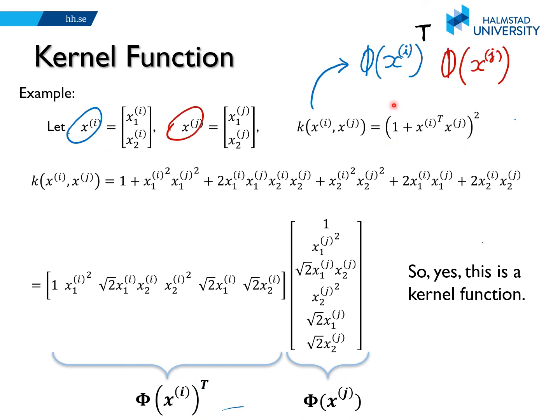Because this can be written as the dot product between phi of xi, this is the first vector, which is a mapping of this vector, right? Transformation of this vector, dot product with phi of xj, and this vector is a mapping of this original vector. It's a transformation of this one.